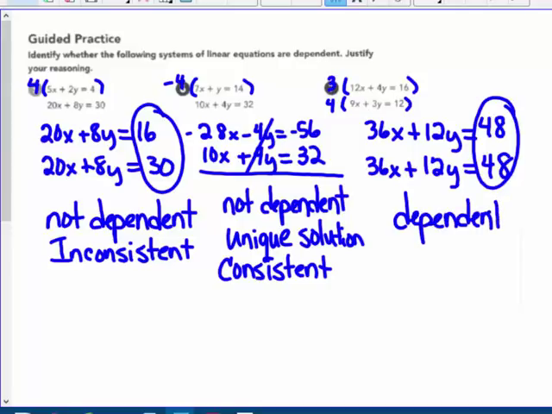They're going to end up being the same linear equation when you go to graph them on the line because they are multiples of each other.